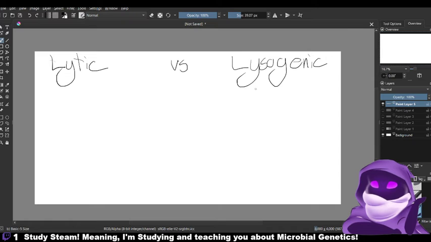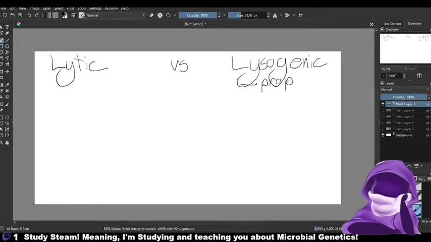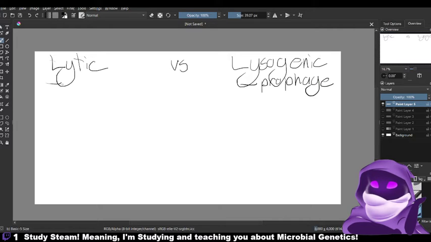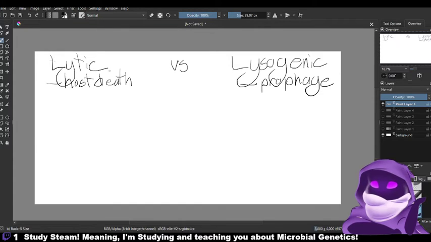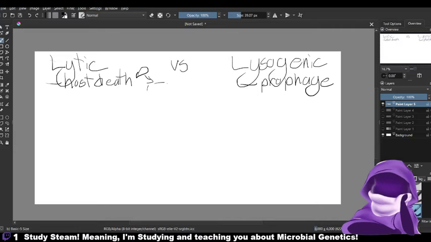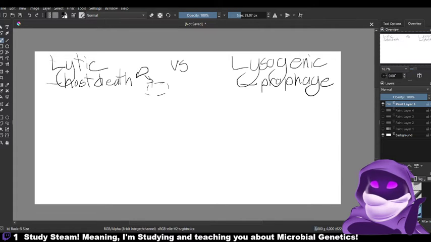Lysogenic. Cool. Lytic versus lysogenic. Lysogenic is prophage. And lytic is just phage propagation, which will become, let's just say, cell death. Host death. Okay, there we go. So lytic is host death for the cell, and remember this is a bacteria that then goes pop. And he is now popped.